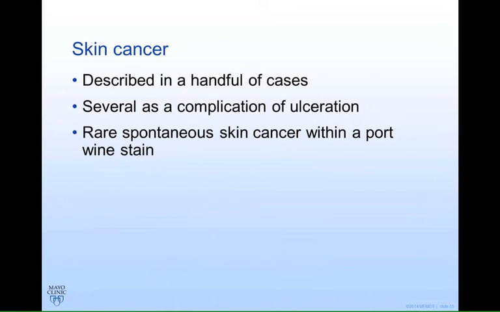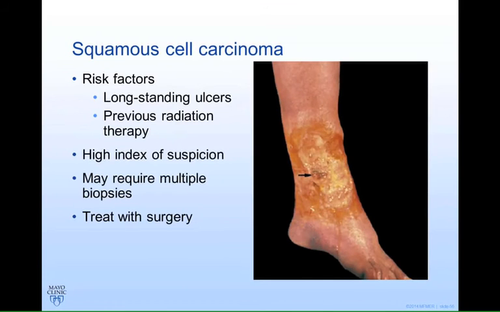All right, so just briefly on skin cancer, I know this is a topic some people were interested in, and there's not a lot out there, but there is some. So skin cancer has been described in a handful of cases. One of the more common scenarios is as a complication of ulceration. So long-standing ulceration can increase your risk of developing skin cancer. Mostly we think about squamous cell carcinomas in that setting. There have been some reports of rare, just very spontaneous skin cancer development within port wine birthmarks or capillary malformations also. So squamous cell carcinoma, as we talked about, a risk factor is long-standing ulcers and whether or not there's been any radiation therapy in that area.